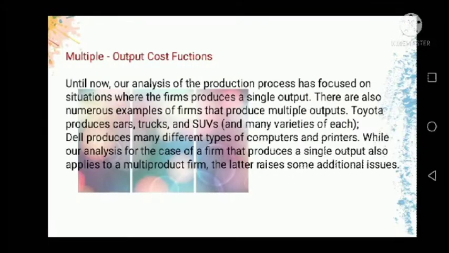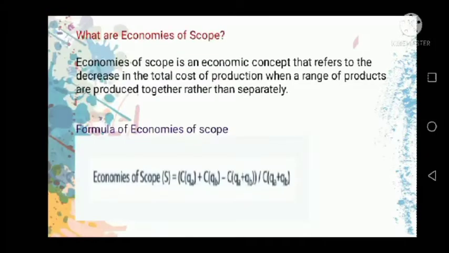Next is the multiple output cost functions. The production process has focused on situations where the firms produce a single output. Next is the economies of scope. What are economies of scope? Economies of scope is an economic concept that refers to the decrease in the total cost of production when a range of products are produced together rather than separately.